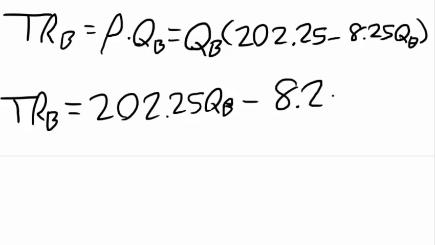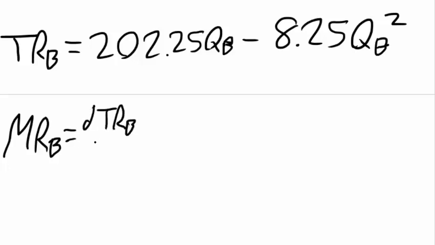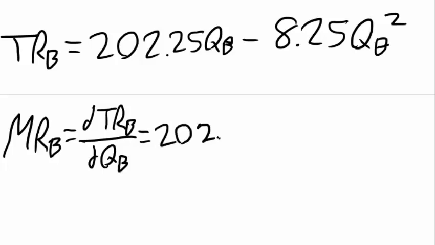minus 8.25 QB squared. And then now we want to find the marginal revenue of B, and that is found by taking the derivative of the total revenue function with respect to Q. And that derivative ends up being 202.25 minus 16.5 QB.